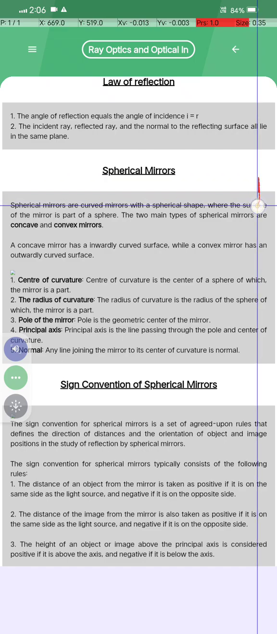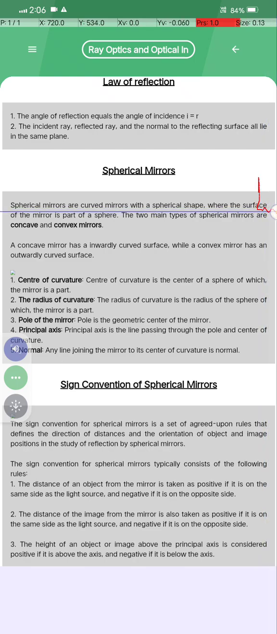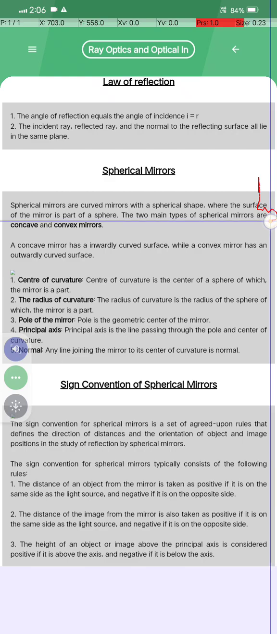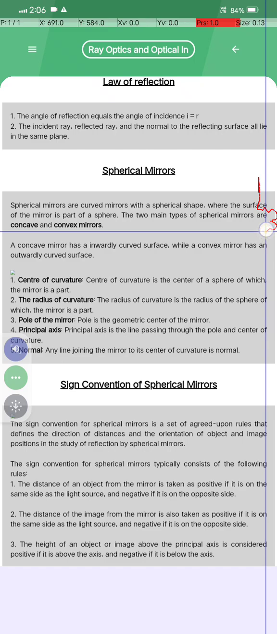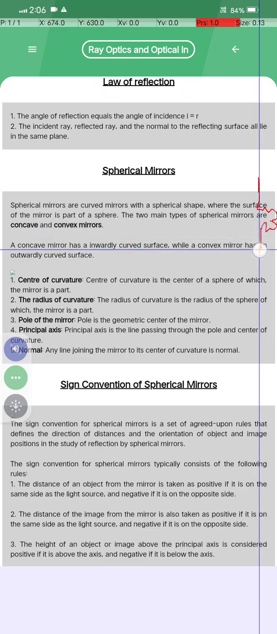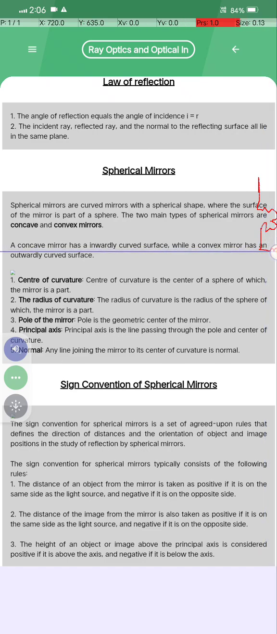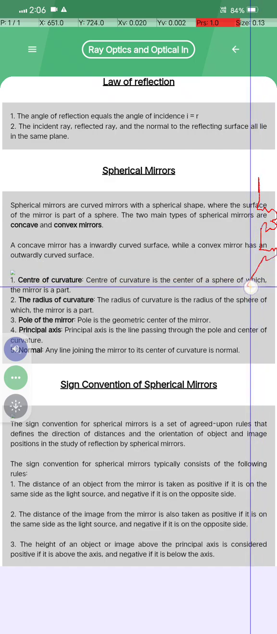What is a spherical mirror? Spherical mirrors are curved mirrors with a spherical shape, where the surface of the mirror is a part of a sphere. The two types of spherical mirror are the convex and the concave mirror. A concave mirror has an inward curved surface, while a convex mirror has an outward curved surface.